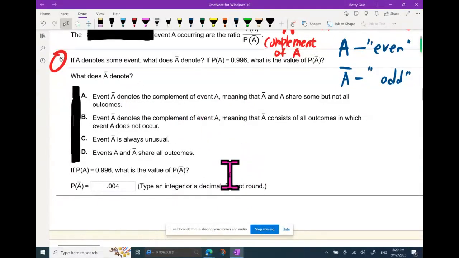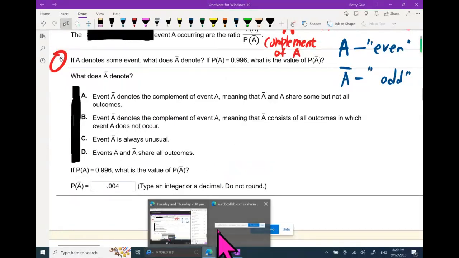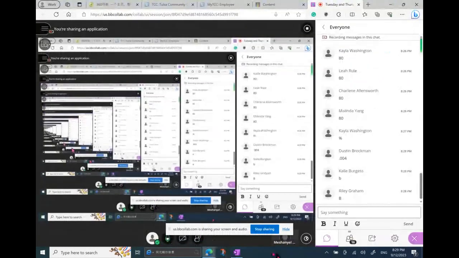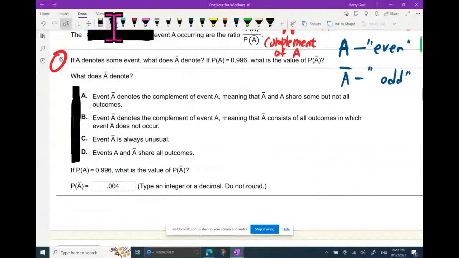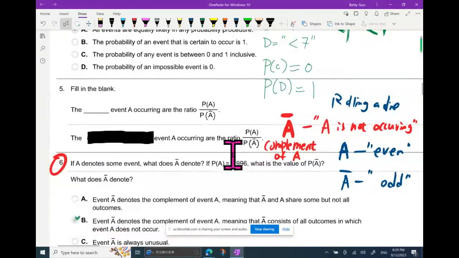And A, B, C, D, which one describes the meaning of the notation A bar? B, let's see, what is B? B says event A bar denotes the complement of event A, meaning A bar consists of all outcomes in which event A does not occur. Very good.